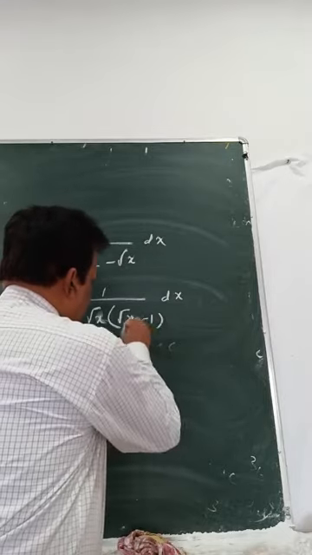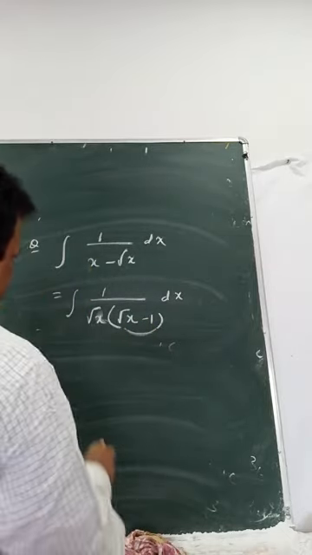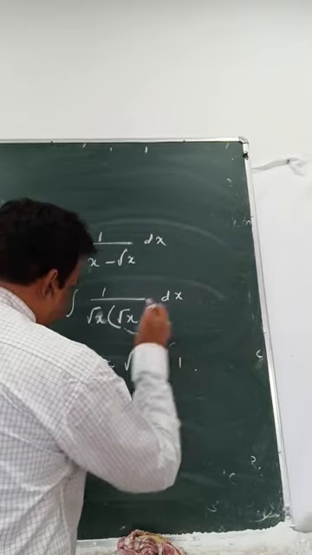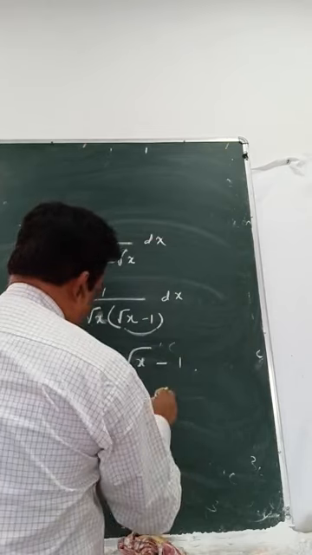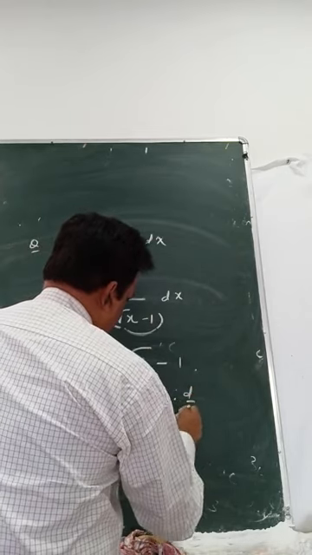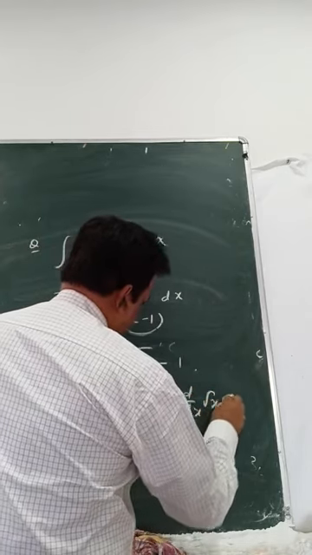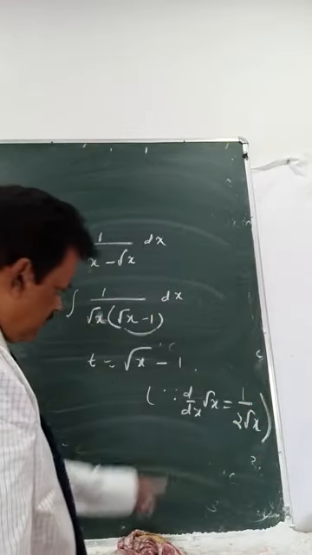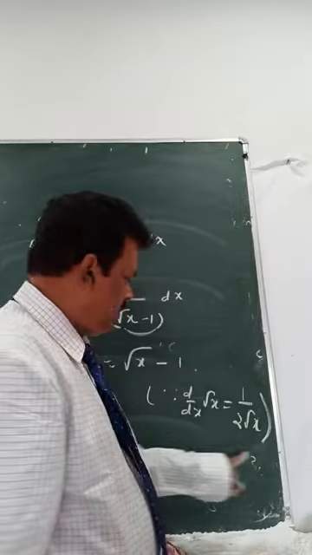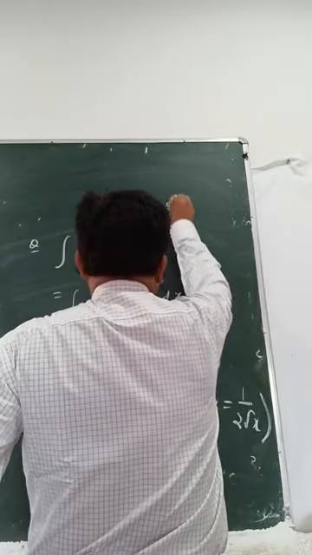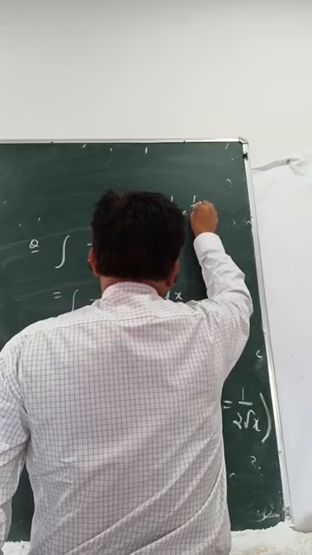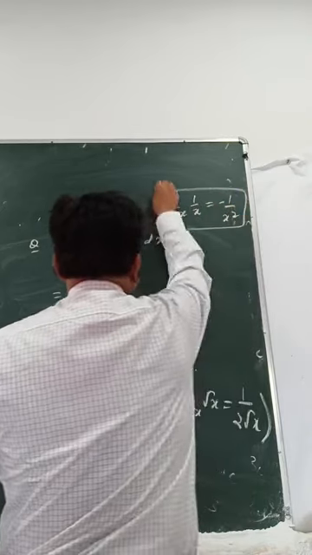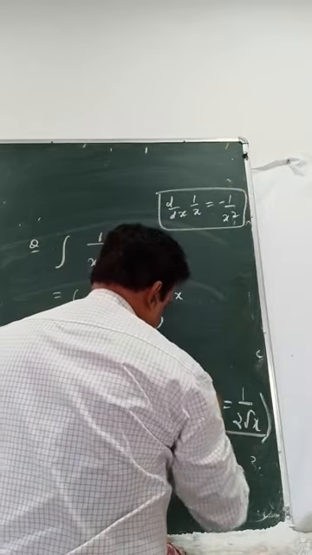Now let me take this one. What is the derivative? t equals root x minus 1. So you remember, d/dx of root x is always 1 by 2 root x. Yes, this you always remember. Also you can remember d/dx of 1 by x is minus 1 by x square. These two are commonly used.